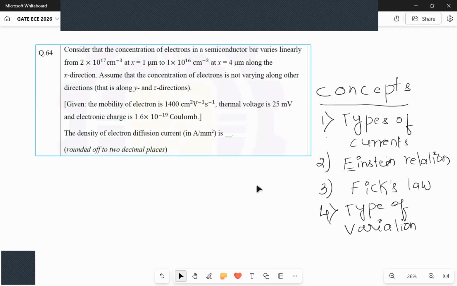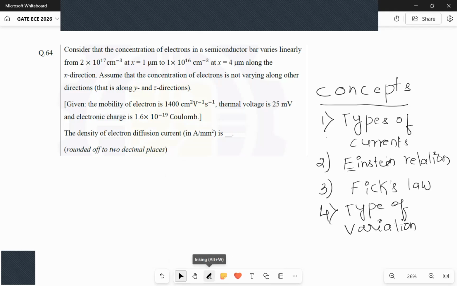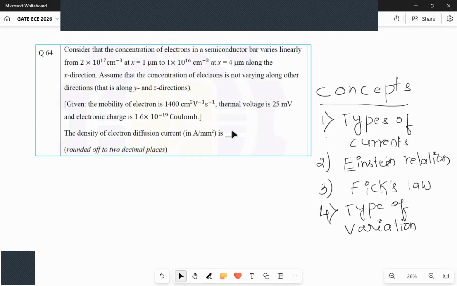Hello everyone. Today we will be seeing question number 64 of GATE 2026 electronics. In this question, basically what they are asking is the density of electron diffusion current. Before solving this question, you should know a few concepts. Before that, we will go through the question and then see what concept this question requires to solve it.